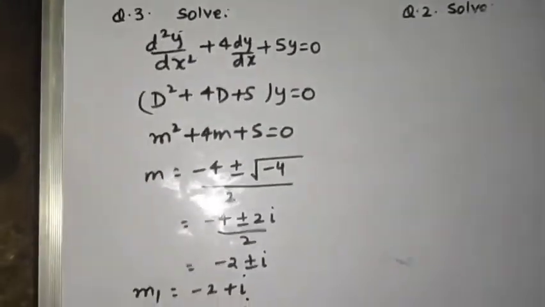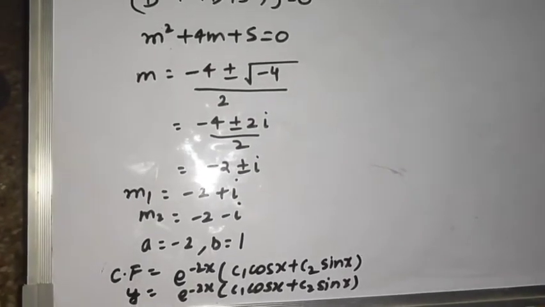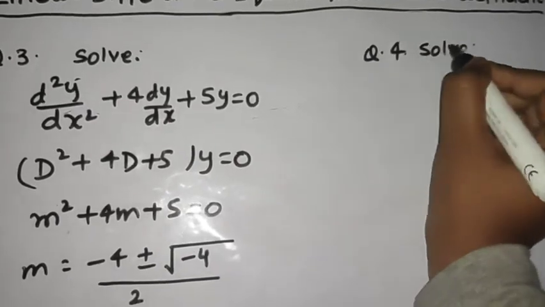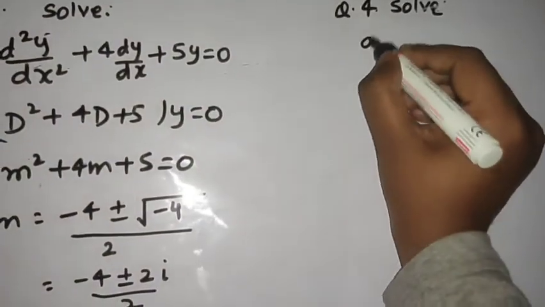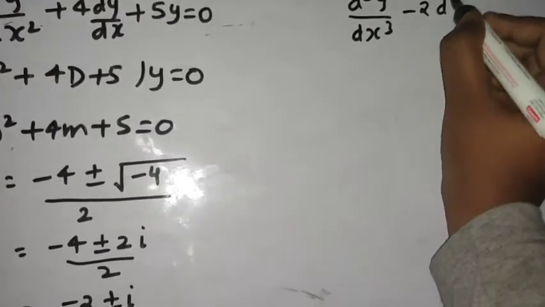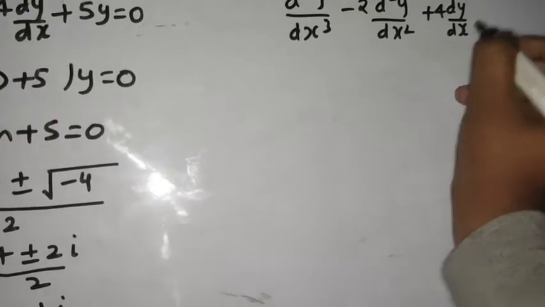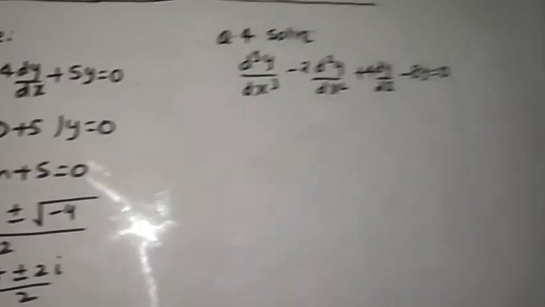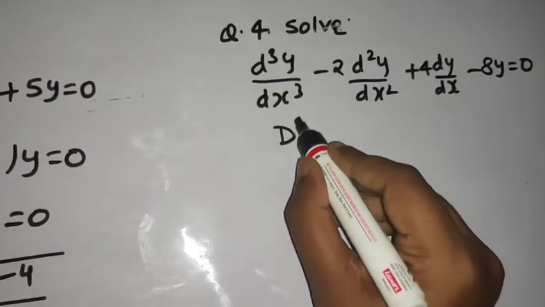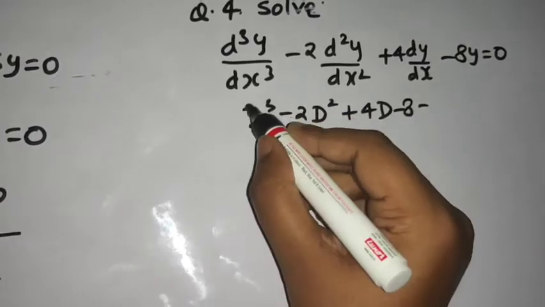So please look at this once again. This was a bit different from what we solved earlier. Okay, now coming to the fourth problem. We need to solve d3y by dx cube plus 4 dy by dx minus 8y equals 0. Fine. Write in the form of D. So (D cube minus 2D square plus 4D minus 8) into y.